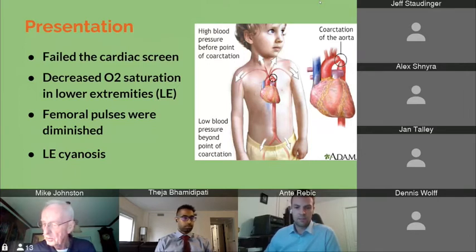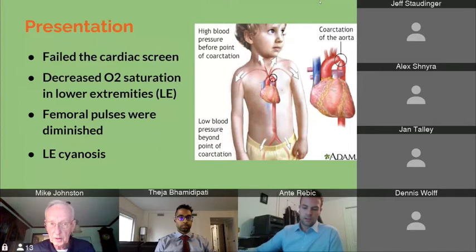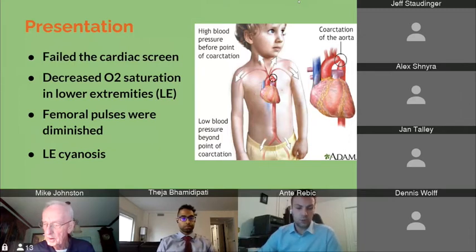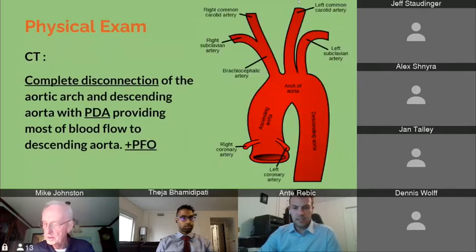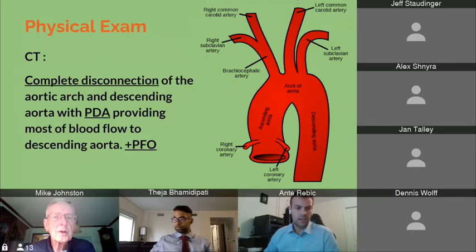So this is an immediate red flag to the neonatal care team, as the baby is not getting good perfusion below the level of the heart. So immediate steps take place when a baby presents with this, and the first thing that is usually done is a CT. A CT of the patient showed, and I'm going to quote here what the radiologist said: a complete disconnection of the aortic arch and descending aorta with a PDA providing most blood flow to the descending aorta.